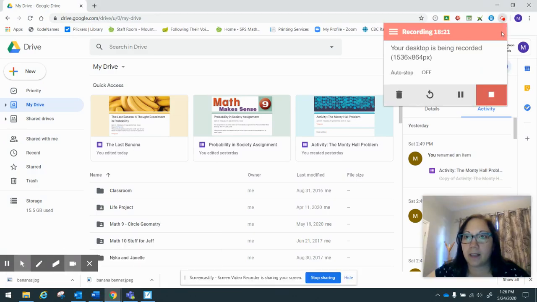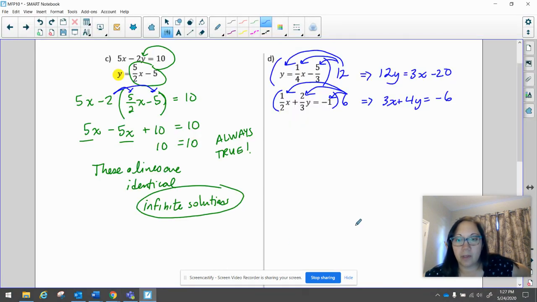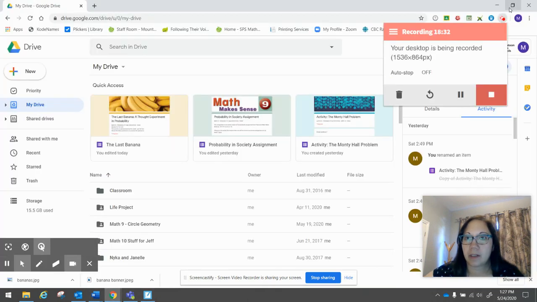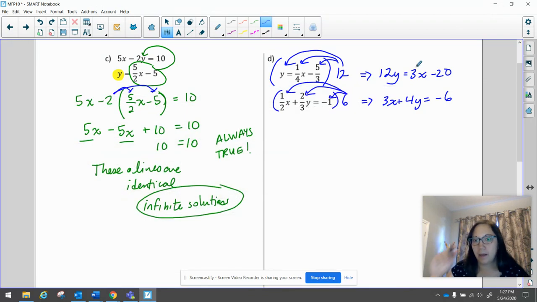Sorry, just got to pause for a second here. Okay, so there is a little bit of a trick here that we can use to solve this equation. I just want to make sure I'm recording properly, sorry.